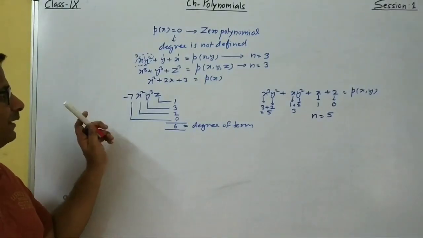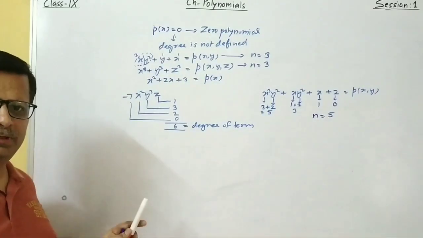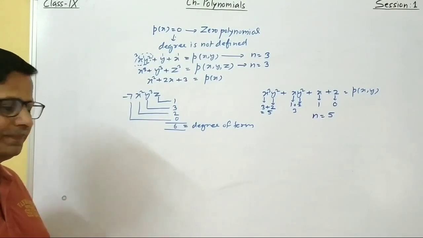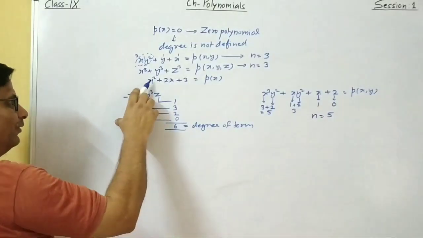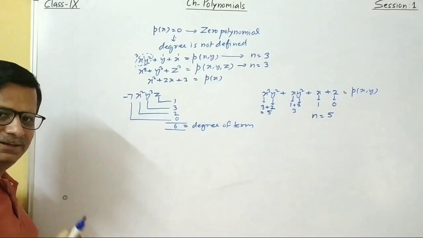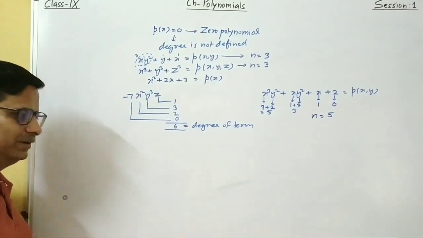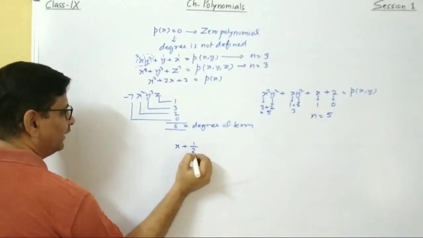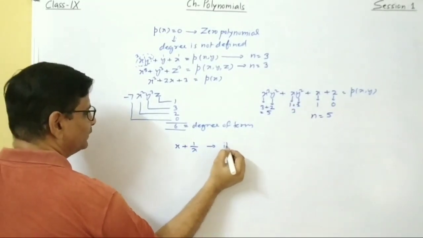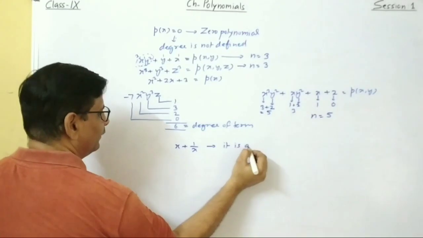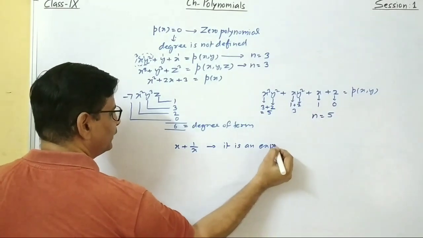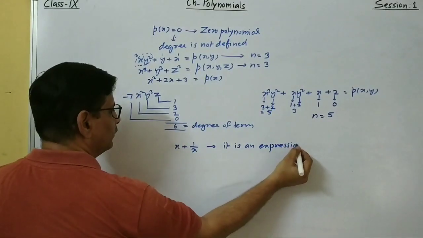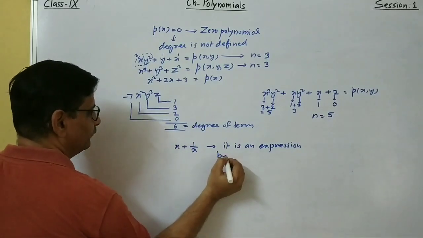Okay. In our course we have polynomial in one variable. Again, the power of every variable should be a whole number. So if we write like this, x plus 1 upon x, it is an expression, but not a polynomial.